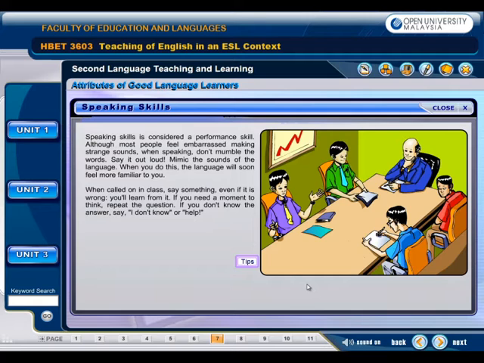When called on in class, say something, even if it's wrong. You'll learn from it. If you need a moment to think, repeat the question. If you don't know the answer, say, "I don't know," or "help."